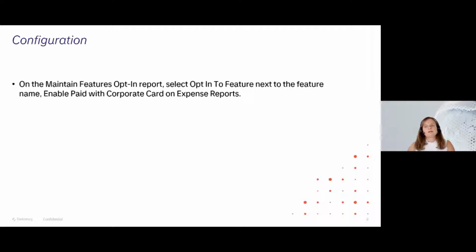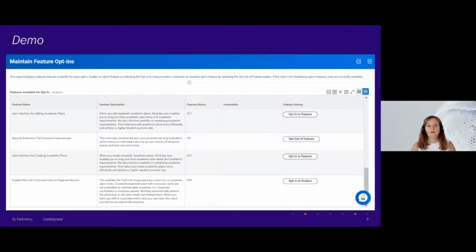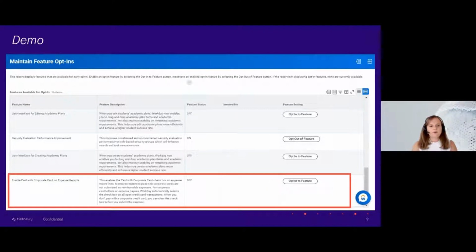This feature is initially released as an opt-in feature. So if you want to use it, you need to go to the Maintain Feature Opt-ins report and select Opt-in for this feature. In practice, it looks like this. I have here the Maintain Feature Opt-ins report. On this report, you need to find the Enable Paid with Corporate Card in Expense Reports feature name. The only thing you need to do is click on the Opt-in feature button, and you will get this feature working for you.